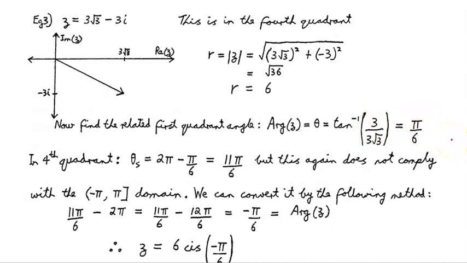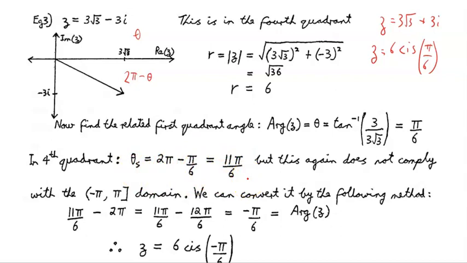If we were in the first quadrant, if the question was, let's say, Z was 3 root 3 plus 3i, then this would be our solution. We would write Z is 6 cis pi on 6. But we're not in the first quadrant. We're in the fourth, and in the fourth it is 2 pi minus theta. In the first quadrant it was theta. So in the fourth quadrant, the solution is 2 pi minus pi on 6, which is 11 pi on 6.